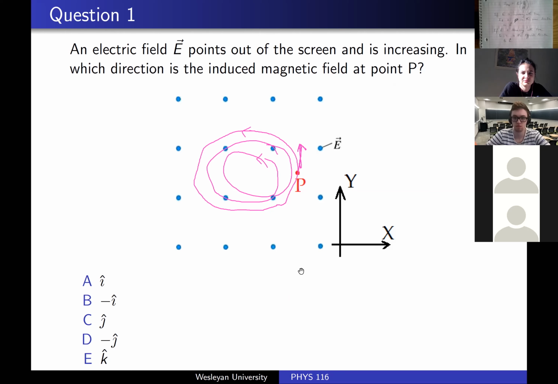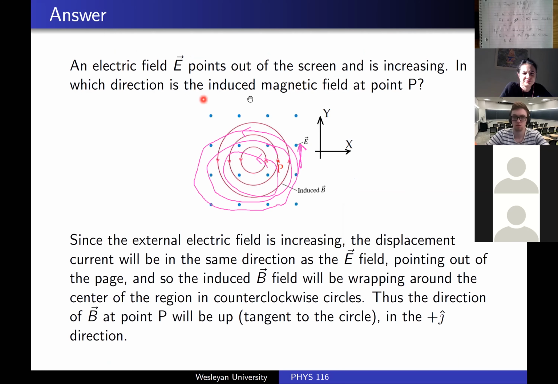Other questions? Let me clear those drawings. Like I said, they shouldn't actually be perfect circles. They should be slightly more squarish, maybe rounded squares. But the sense of circulation is the same.